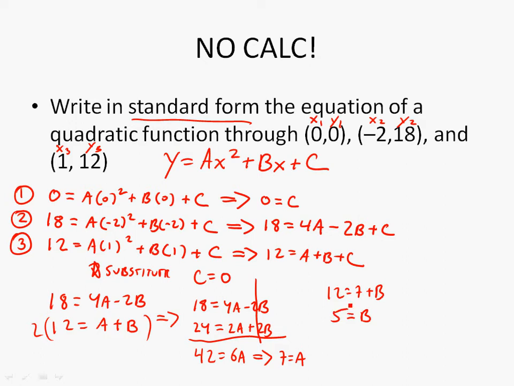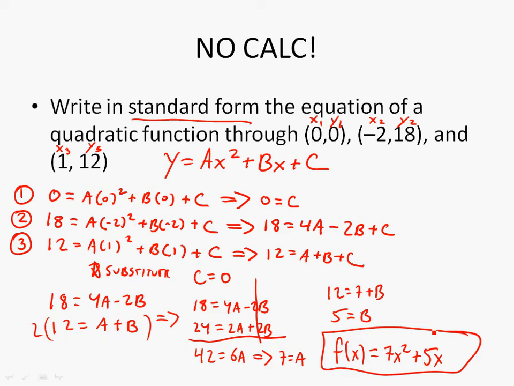And then finally, I need to write the equation of the function. So I'll just substitute the values for a, b, and c. So 7x squared plus 5x. And I'm done. Notice as well, I'm not done until I've actually substituted the values back in and written the function. Let's do another example of the same thing.